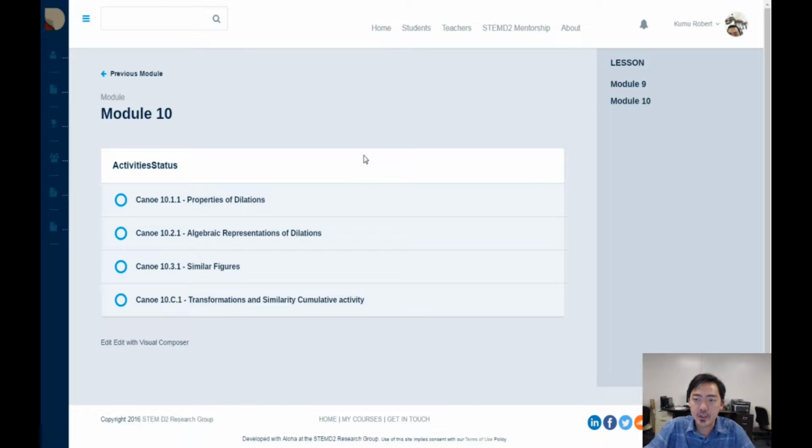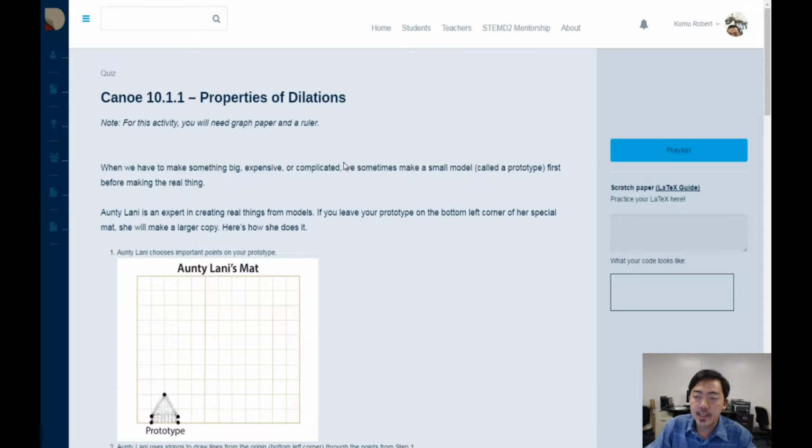Here are the list of activities for Module 10, which is about transformations and similarity. The first activity that we'll be discussing is Canoe 10.1.1. This is the first activity that corresponds with Lesson 10.1 in the Go Math book. For this activity, we will be using an art technique to learn about the properties of dilations. To do this, we will need some graph paper and a ruler.